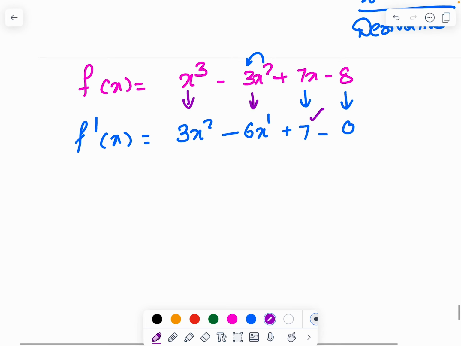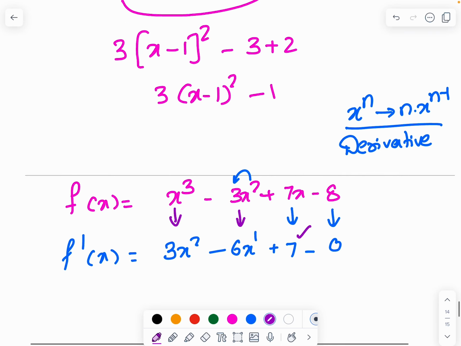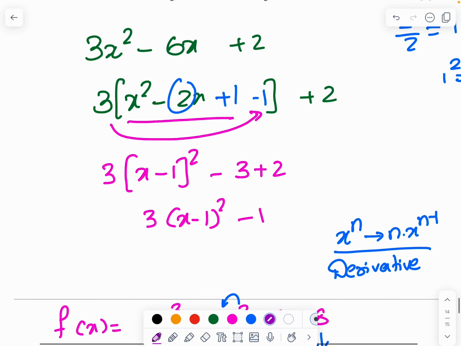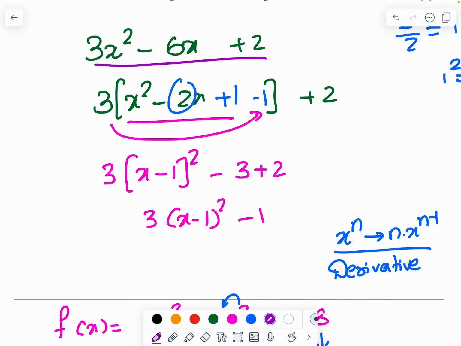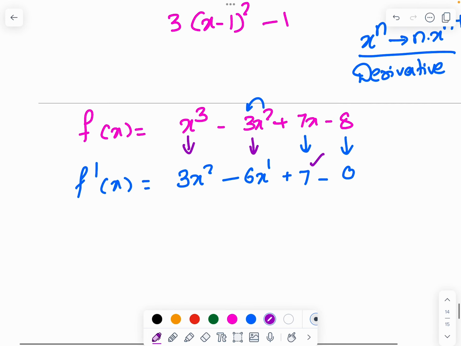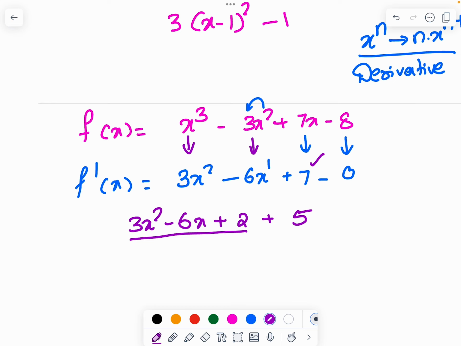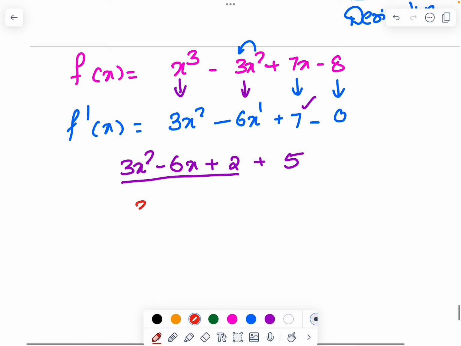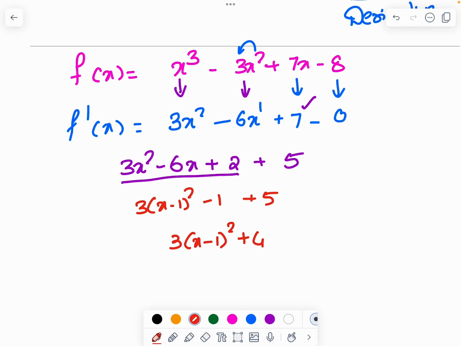Now is it an increasing function or a decreasing function? We know that this is the same as the first one, 3x square minus 6x. It almost looks like 3x square minus 6x plus 2. So plus 7 can be written as plus 2 plus 5. 3x square minus 6x plus 2 can be written from the first part as 3 times of (x minus 1) whole square minus 1. So plus 5. So this becomes 3 times of (x minus 1) whole square plus 4.